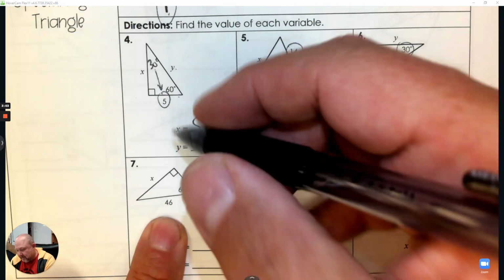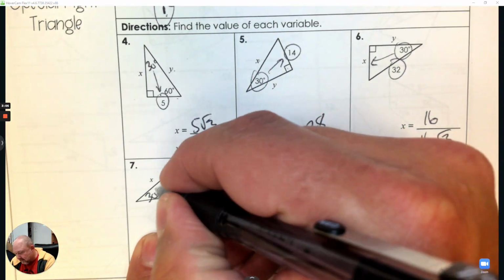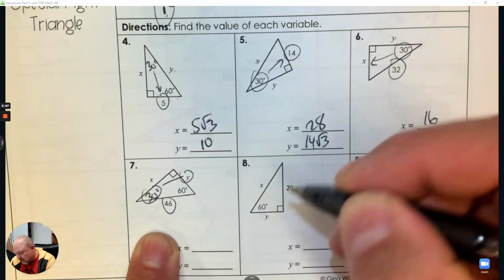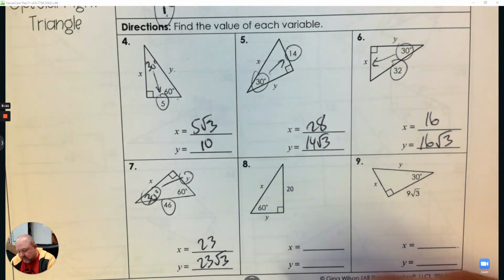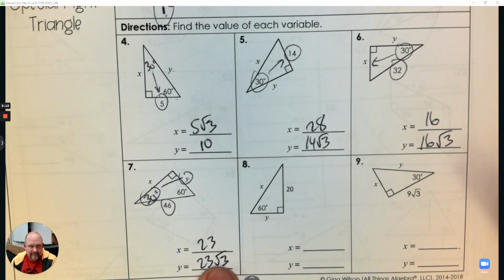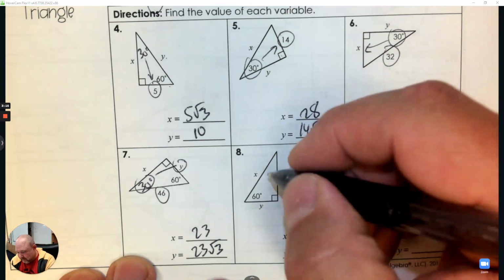Here again I know the hypotenuse. I go right away and understand where's 30. The shorter leg then is half of that. And then that means the longer leg, you take the same number times root 3. Try to make it simple, right?